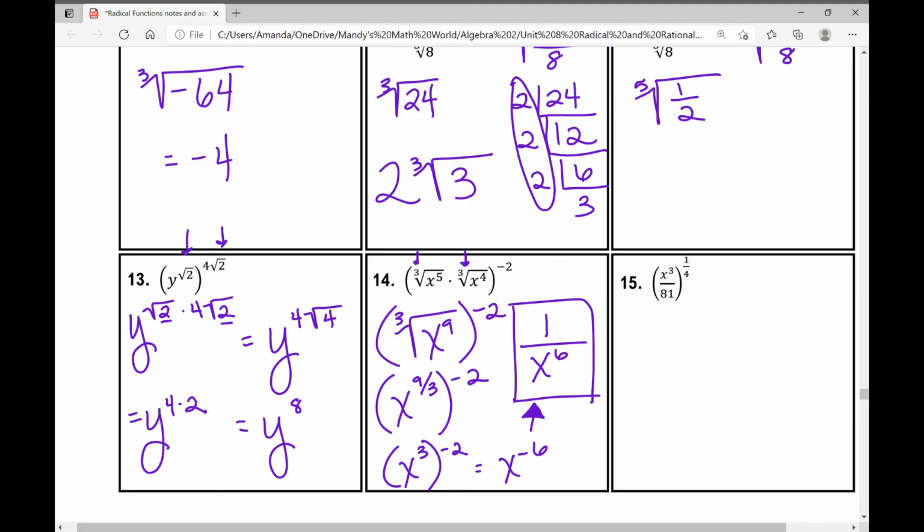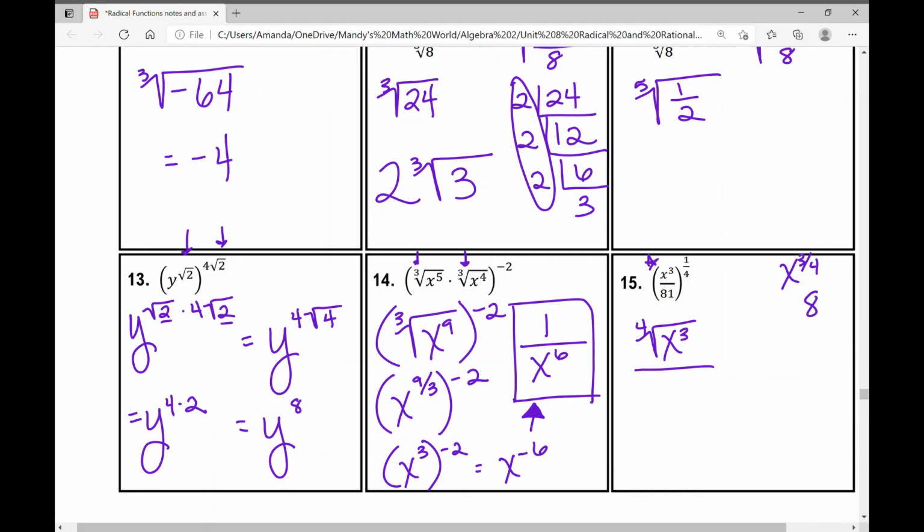So let's move on to our last example. I know this is a really long set of notes. And I've got x cubed divided by 81 raised to the power of 1 over 4. So what I'm going to do first is take that 1/4 and distribute it to each, my numerator and denominator. So in my numerator, that would be x to the power of 3 over 4, which I could rewrite as the 4th root of x cubed, right? Couldn't I do that? Over the 4th root of 81.